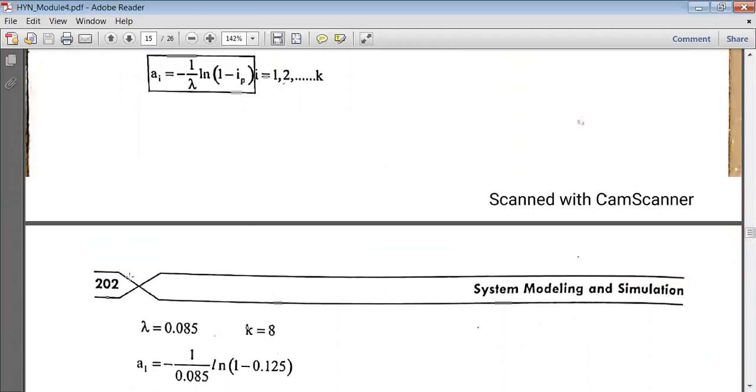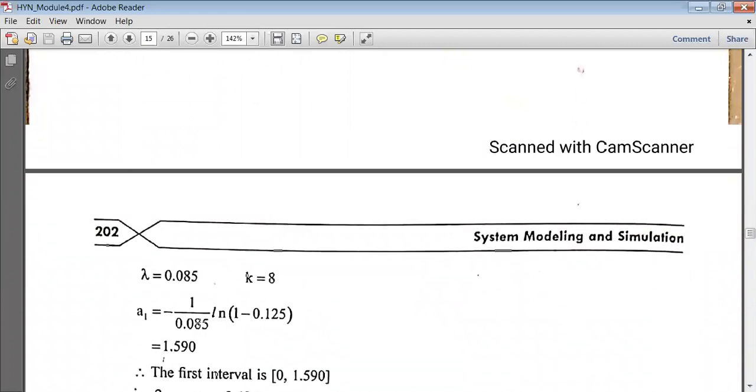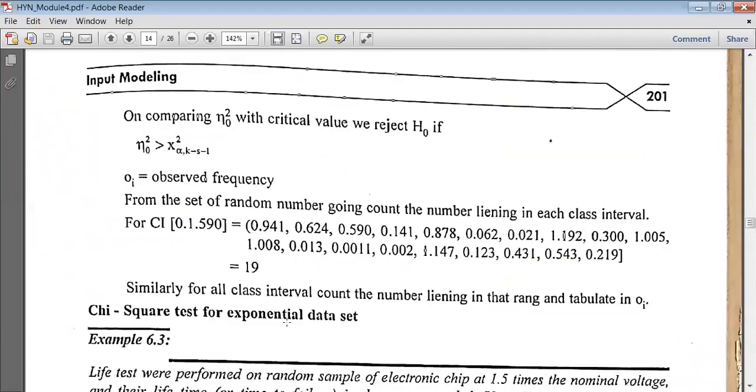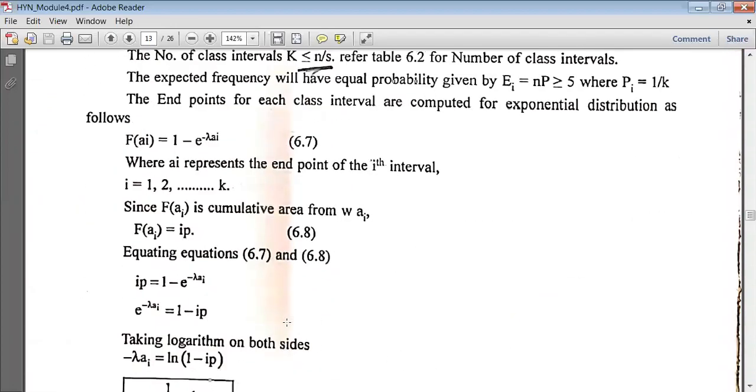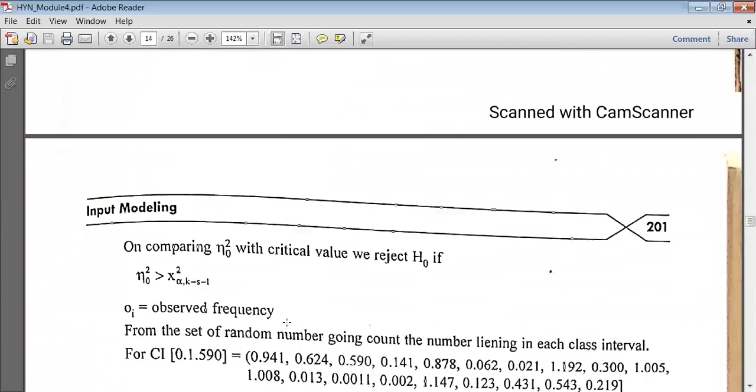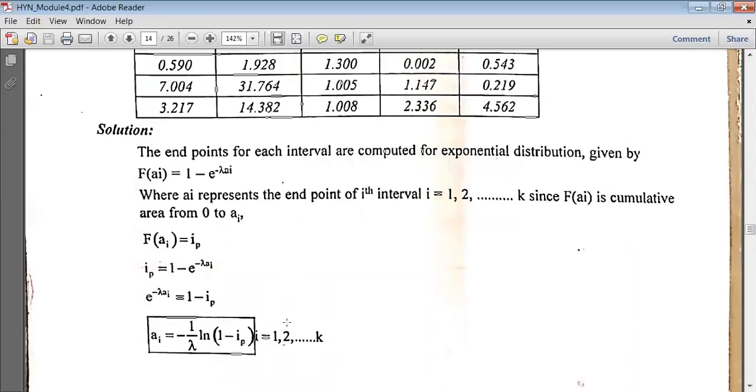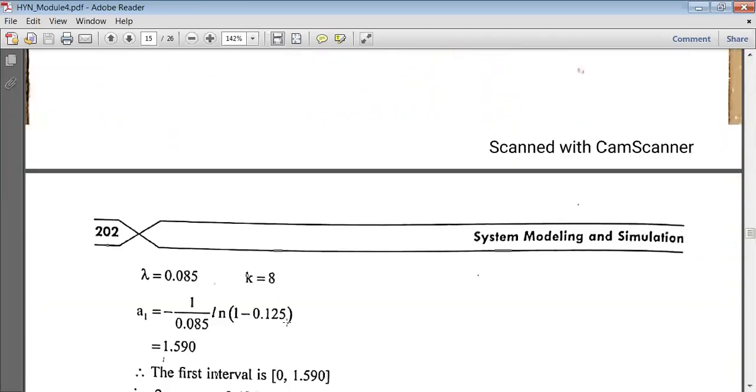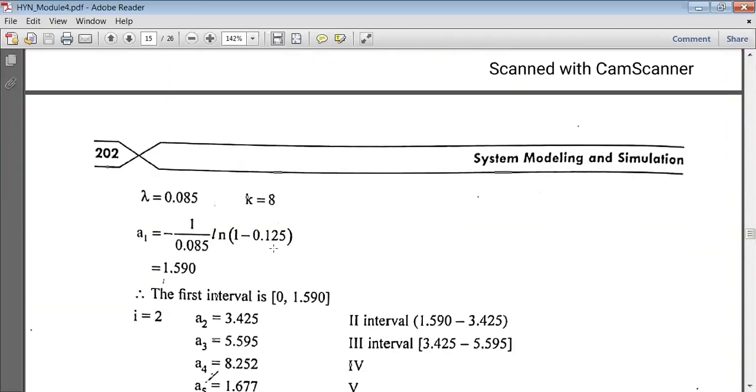Then we have the formula ai is equal to minus 1 by lambda ln of 1 minus pi. So make use of the formula, substitute minus 1 by lambda is 0.05 into ln of 1 minus pi. Pi is nothing but the probability here. The formula for probability is pi is equal to 1 divided by k, so 1 divided by 8 you have to do. Then you will get the value of pi, the probability at the ith interval. So just calculate, this is your a1.